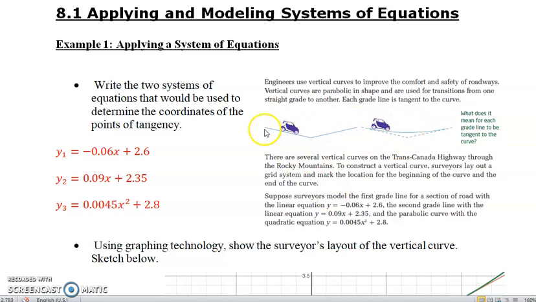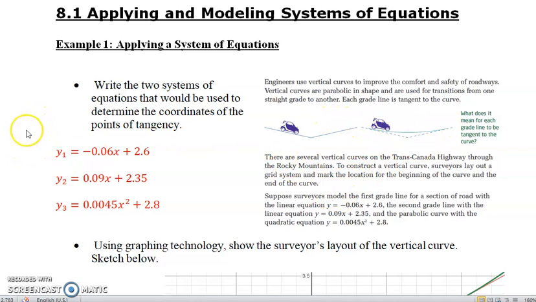Obviously, you can have a road that goes down and all the way up. You've got to slightly, gradually make that turn, and they do that, like I mentioned, with two linear lines and a quadratic going through them, right? Touching them. That's where the tangent comes in. So the second grade line, this one here with positive slope, that's given by y equals 0.09x plus 2.35. And then you've got the parabolic curve, which is the quadratic equation, y equals 0.005x squared plus 2.8. And that's where the road makes a really nice, smooth transition from one to the other, right?